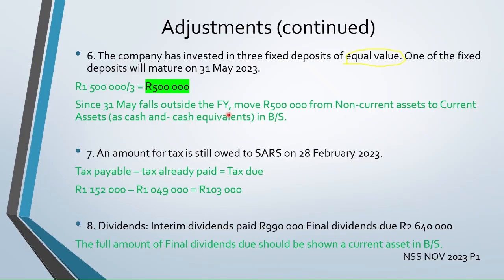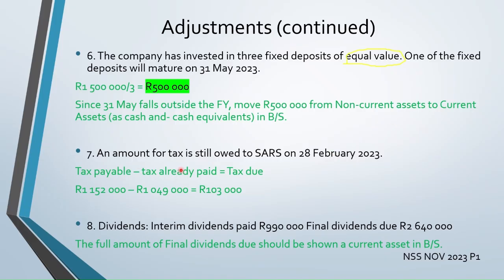And May falls outside the financial year, but the fixed deposit matures within the next 6 months. Actually, in the next 12 months. So that means that you should move 500,000 from non-current assets to current assets as cash and equivalents in the balance statement. I'm going to show the answer just now.